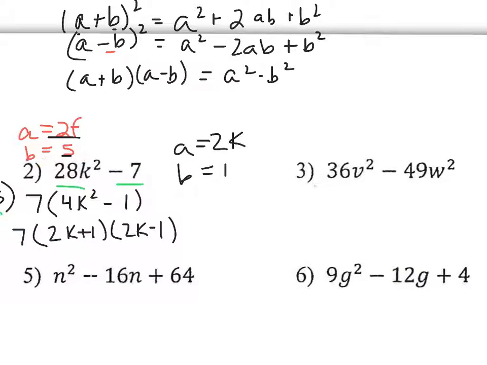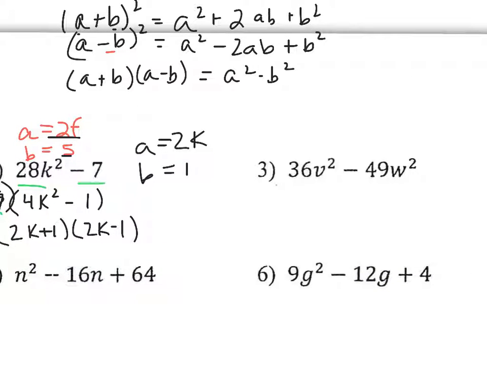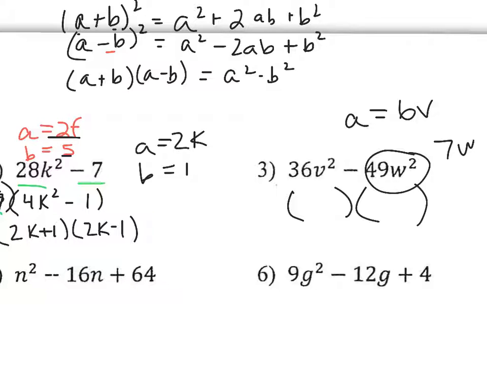And then number 3, still difference of squares. See if there's a greatest common factor. Is there anything that you can take out of 36 and 49? Nope, there's no greatest common factor. Same with v squared and w squared, nothing. So I'm going to put nothing on the outside. a is the square root of 36v squared, so that's 6v. b is the square root of 49w squared, which is 7w. So it's going to be (6v + 7w)(6v - 7w).